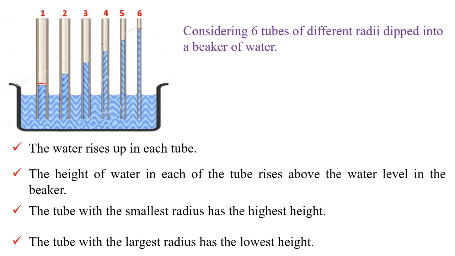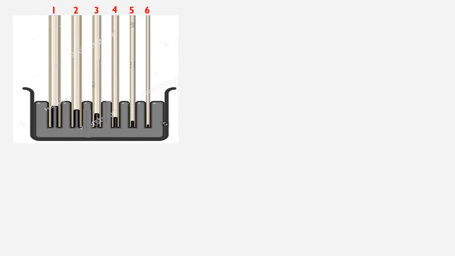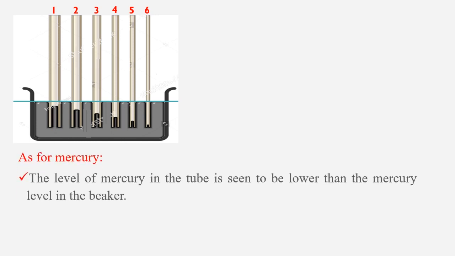The action of mercury in capillary tubes. For instance, if this is the original level of mercury in the tube, then for mercury, the level of mercury in the tube is lower than the mercury level in the beaker. That means a depression is experienced in each of the tubes.